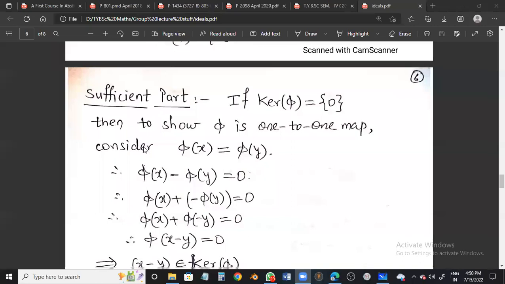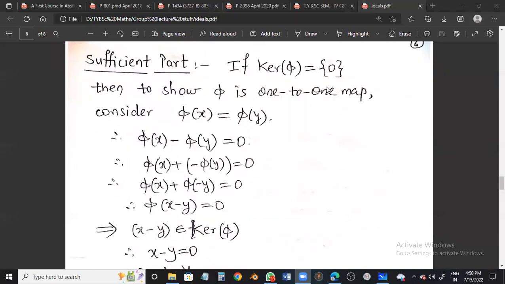All right. I start with the kernel of phi equal to singleton 0. And now I want to show that my function phi is a one-to-one map. What I said, the kernel of phi has only one element, that is 0. And to show phi is 1-1, we always start with images are equal. So we consider phi of x equal to phi of y. Now how to proceed? So bring this phi of y to the left side. So what you are getting? Phi of x minus phi of y is equal to 0. Actually, I should have given a dash here. Please correct it.